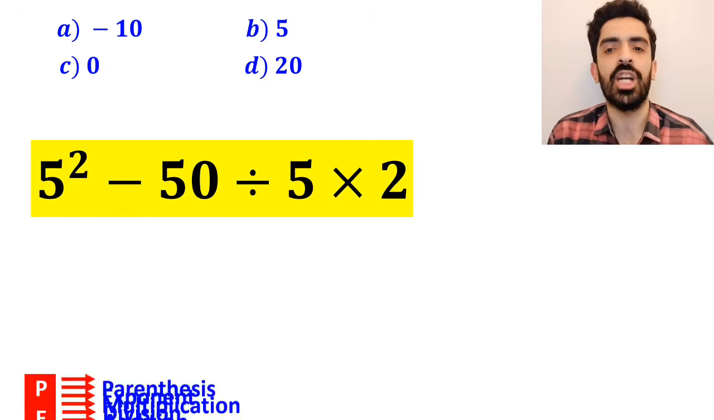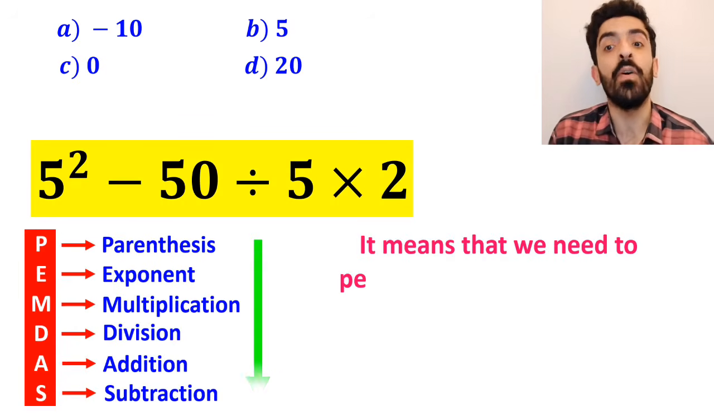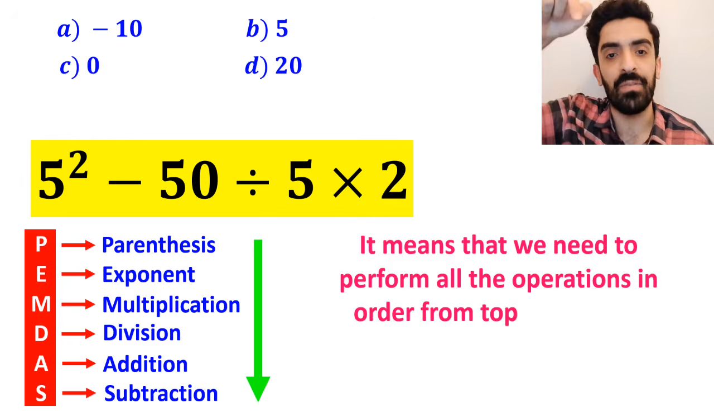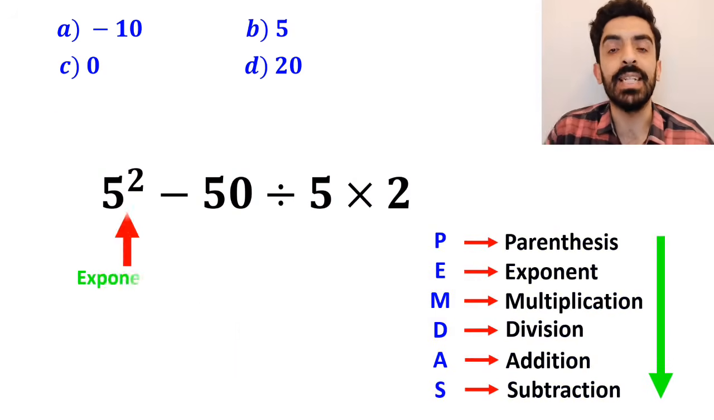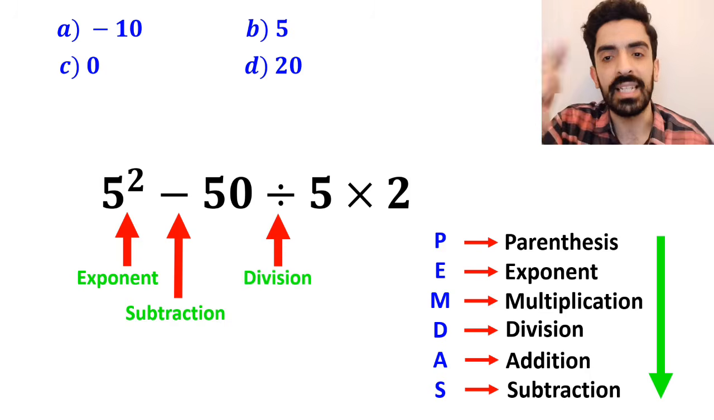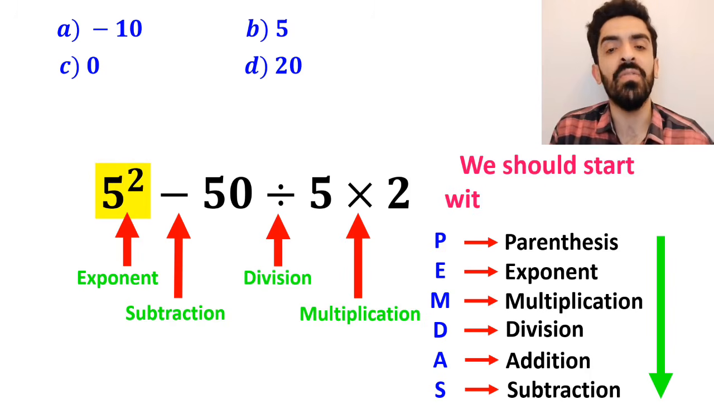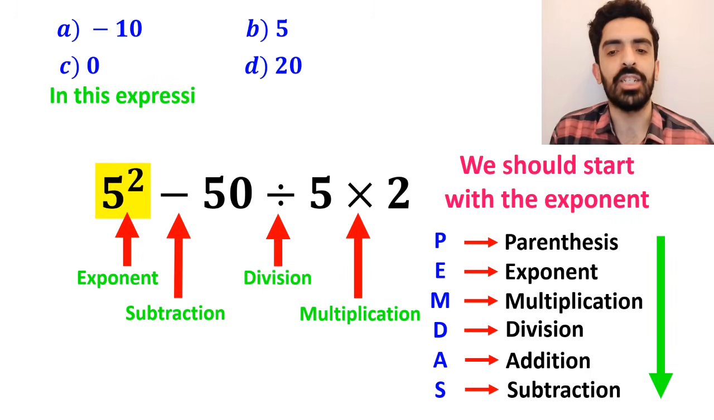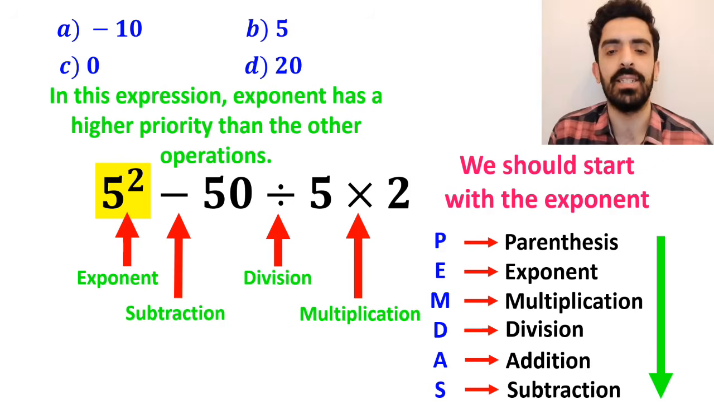To solve this question, we must follow the PEMDAS rule. It means that we need to perform all the operations in order from top to bottom. Alright, as you can see on the screen, in this expression, first we have an exponent, then a subtraction sign, followed by a division, and finally a multiplication. We should start with the exponent, because in this expression, exponent has a higher priority than the other operations.